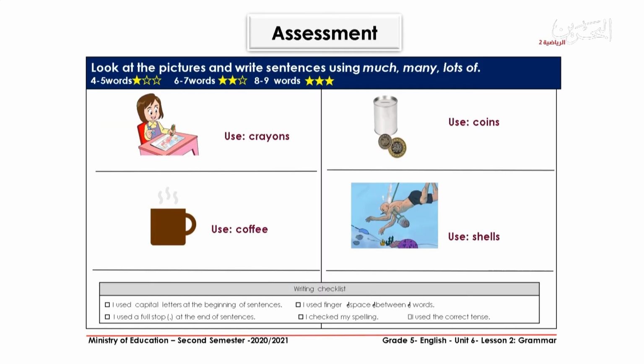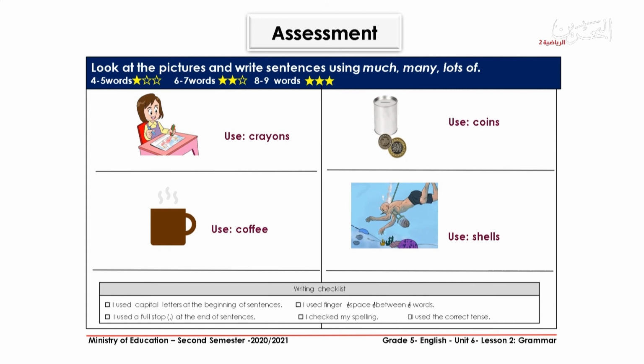You are ready now to write your own sentences using much, many, and lots of. Look at the pictures and write your sentences on your mini board or in your notebook. You can check your language using the checklist below. So make sure when writing that you used capital letters correctly, you used the full stop at the end of the sentences, you used finger space between words, you checked your spelling and you used the correct tense.